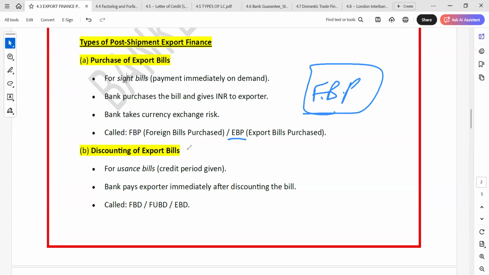Okay, other is discounting of the bill. That is for a usance bill, where a credit period is given for the export bill. For a usance bill, discounting will happen. For a sight bill, purchase will happen. And banks pay the exporter immediately after discounting the bill. So this will be called foreign usance bill discounting, or EBD.